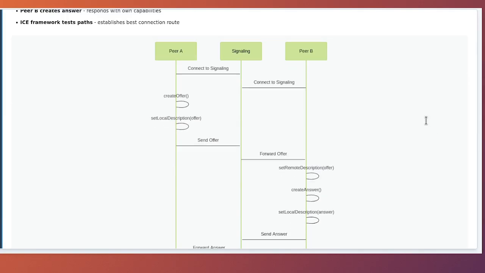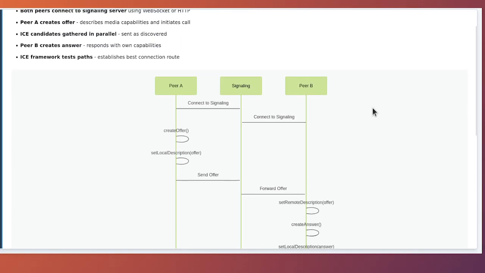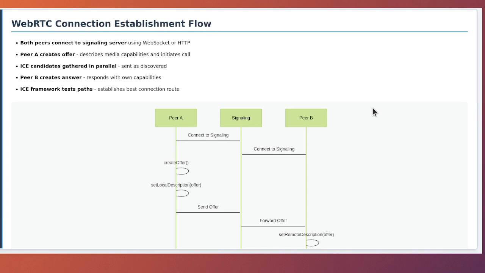Basic WebRTC connection flow. Let's walk through the complete process of establishing a WebRTC connection from start to finish. This will tie together all the concepts we've discussed and show you how they work together in practice. Understanding this flow is essential for debugging WebRTC applications and optimizing the connection establishment process. The process begins when both peers connect to your signaling server. This connection can use any protocol you choose, but WebSockets are popular because they provide low-latency bidirectional communication.